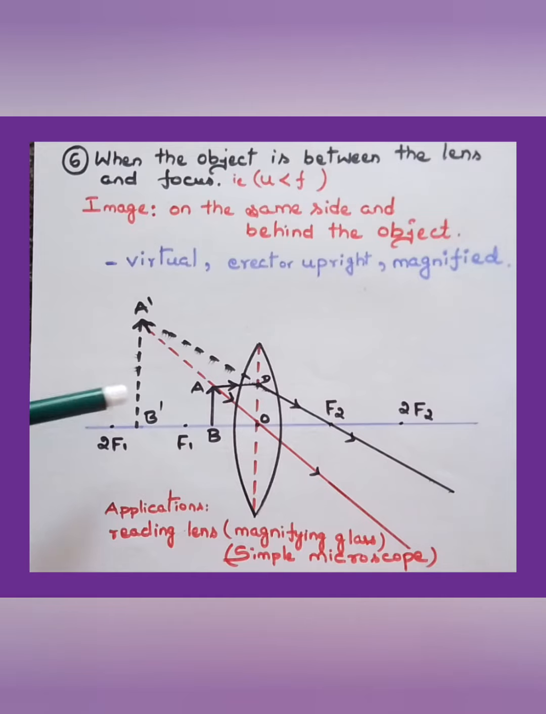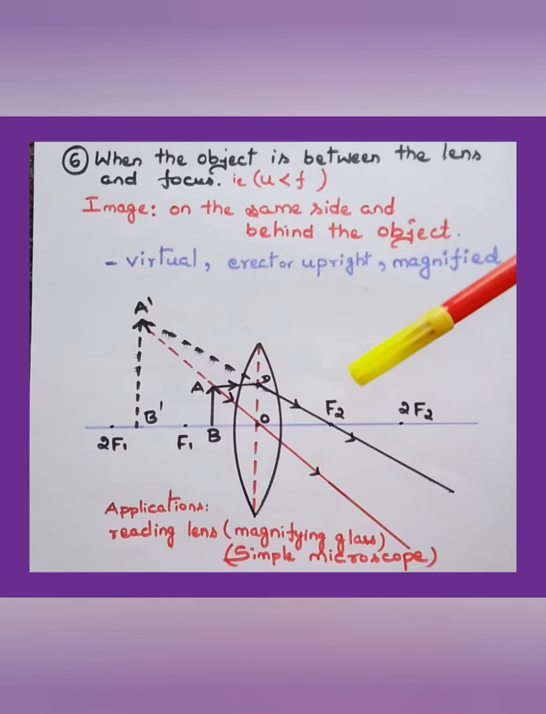And where is the image formed? Behind the object only. The image is formed on the same side of the lens. If this side is the object, on the same side of the lens, the image is formed. So the image is formed on the same side and behind the object. So where do we find this kind of application? We find this in the case of a magnifying lens.